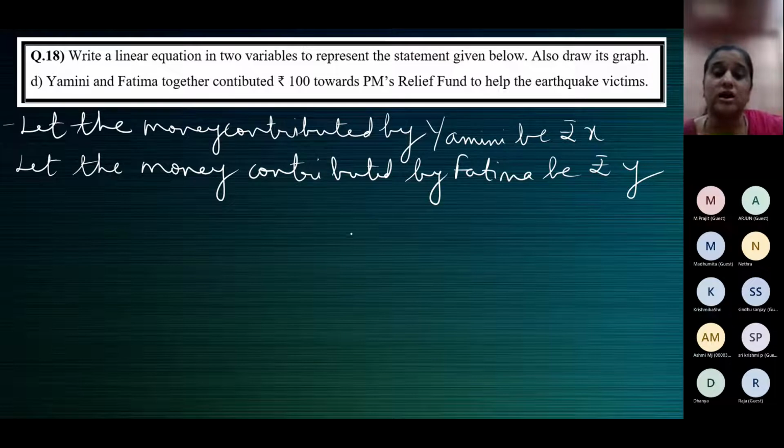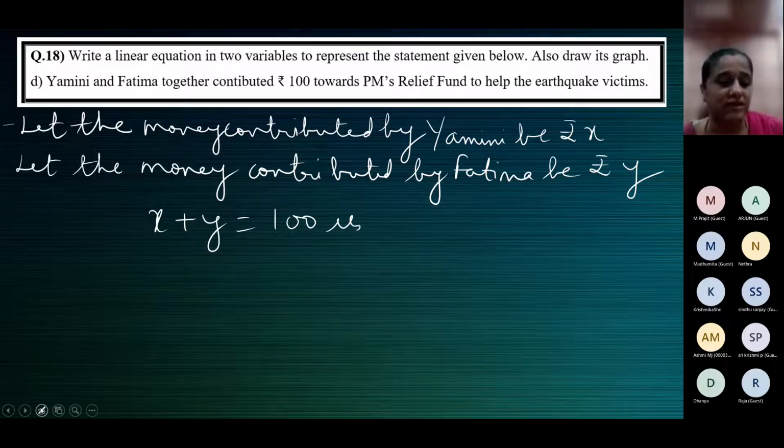They don't contribute 100 each. Together contributed rupees 100. See, you don't find the word each. It's together they contributed 100 rupees. So maybe Yamini gave 10 rupees and Fatima gave 90 rupees. Or maybe Yamini gave 80 rupees and Fatima gave 20 rupees. The sum of the money contributed by the two friends is equal to 100. So that means X plus Y is equal to 100 is the required equation.